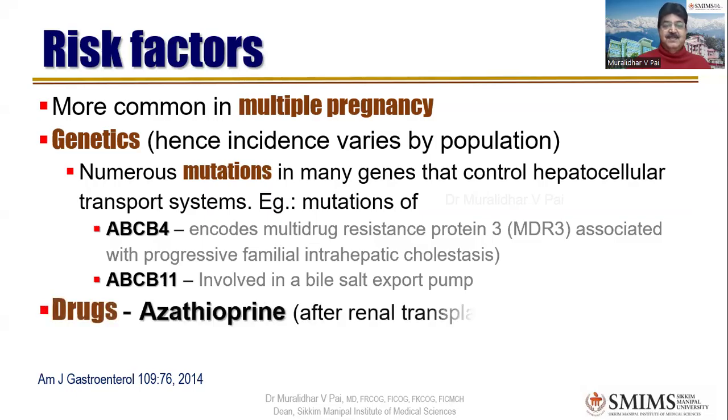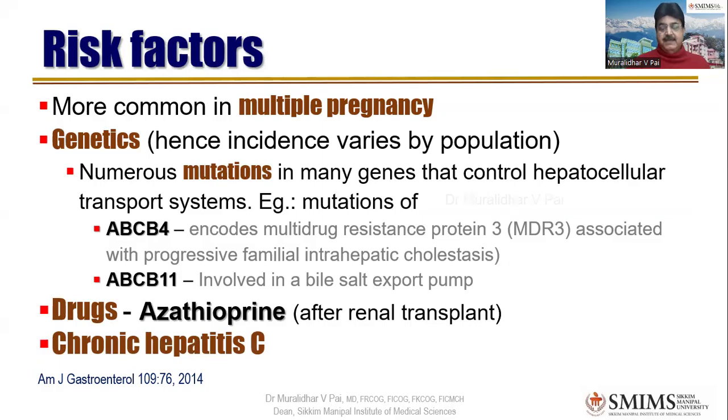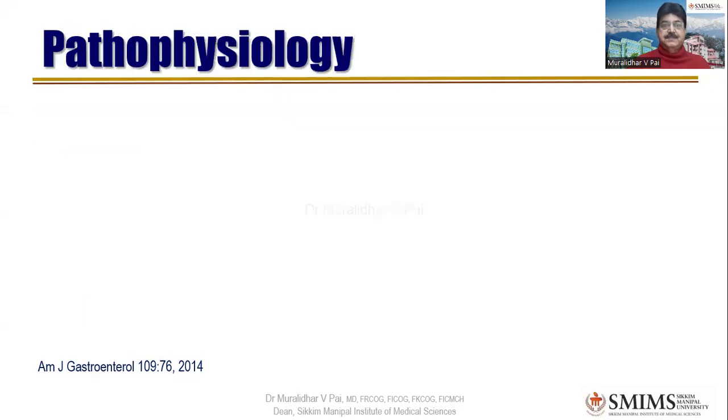Drugs, of course, azathioprine after renal transplant. If somebody has been receiving this for immunosuppression, then there will be cholestasis. Chronic hepatitis C, we all know about hepatitis A, B, C, and all those things. Somebody has got chronic hepatitis C. That's why nowadays, whenever there's jaundice, we send for all of them, hepatitis A, B, and C. Somebody having chronic hepatitis C will have cholestasis of pregnancy. It is as high as 20-fold.